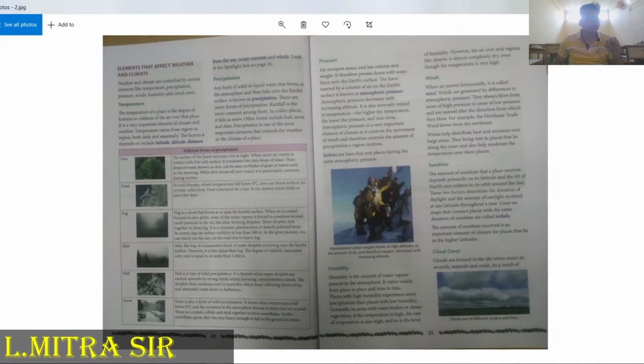Okay, Delhi is the place where there is severe cold during the winter season and very scorching heat during the summer season. So these are the variations due to the distance from the sea.